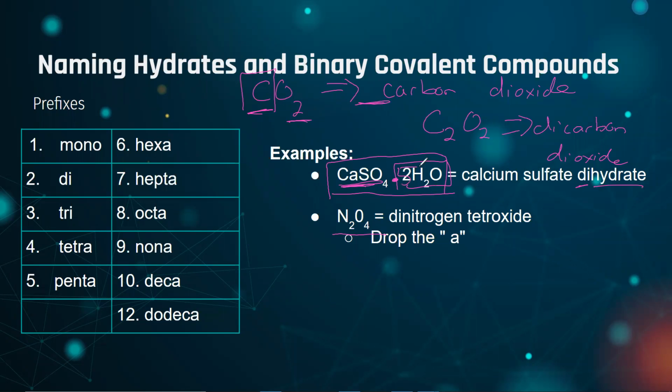So if this was a 5, you would call that pentahydrate. If it was an 8, you'd call it octahydrate, and so on and so forth. But I just bring this up because you're going to see it.